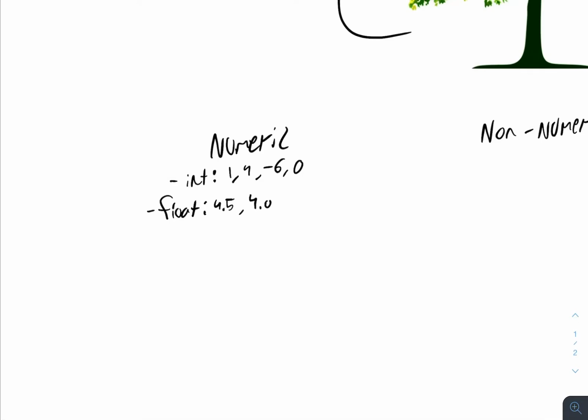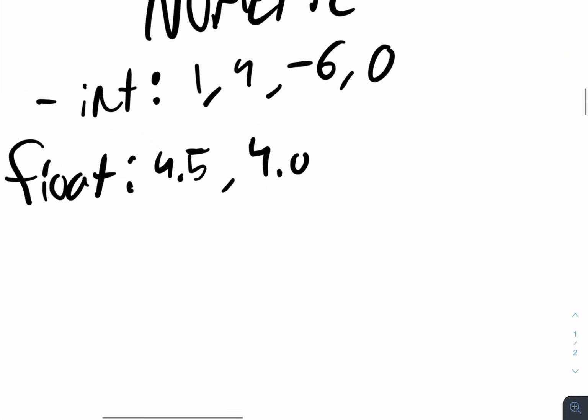And the reason we call them floats is because all floats have a decimal point. See right there? And the decimal point sort of floats as you do mathematical operations on it. So that's where that comes from.